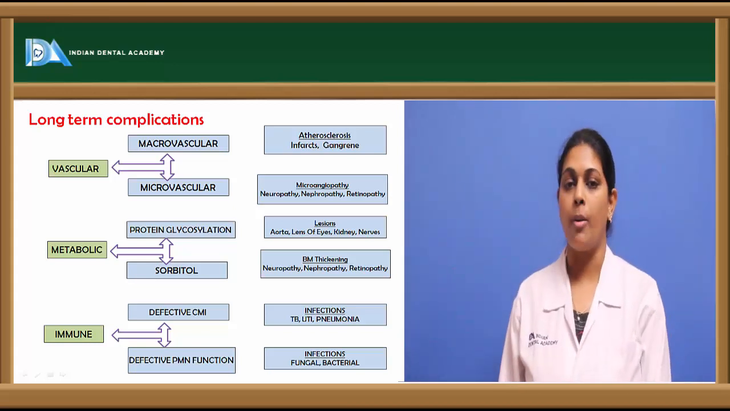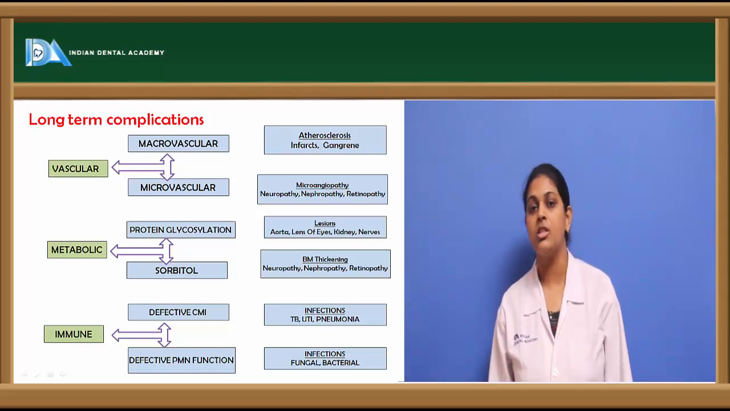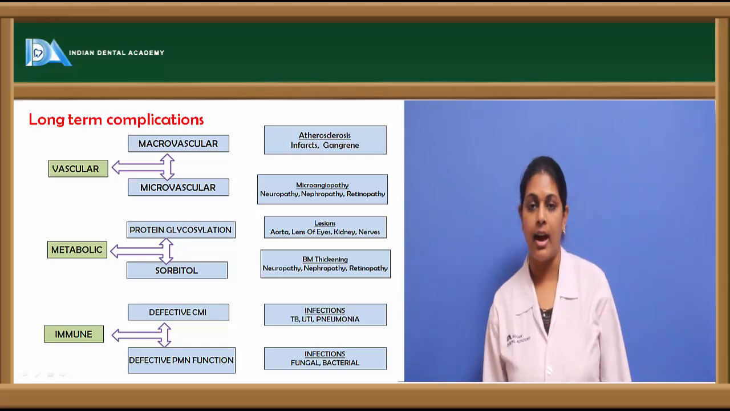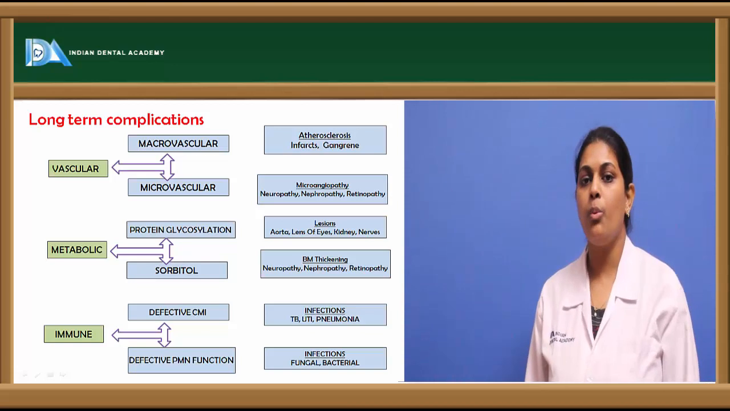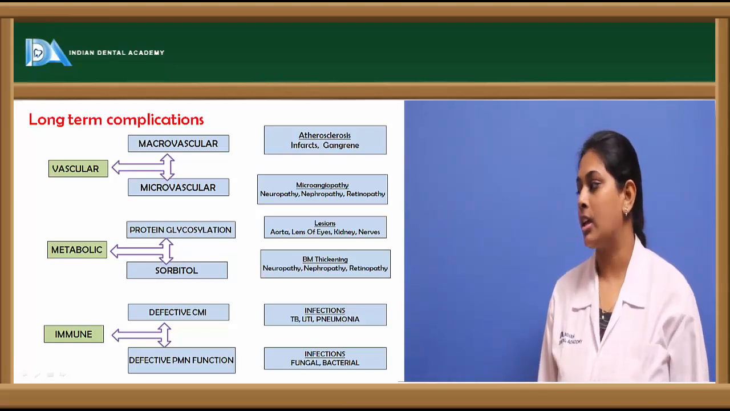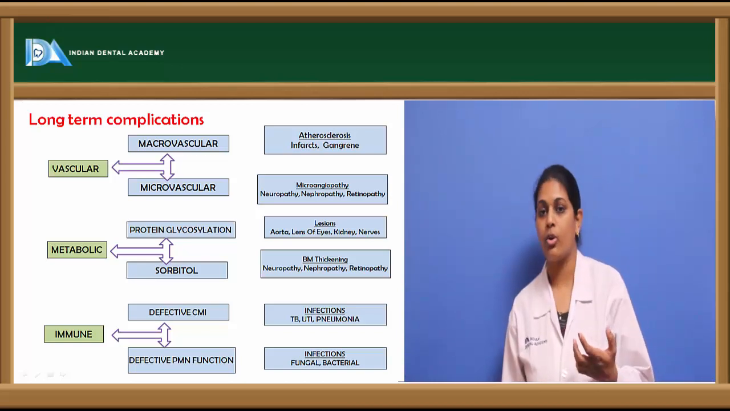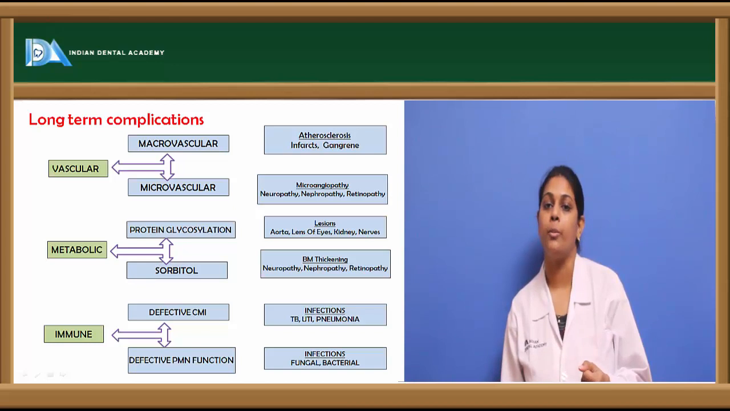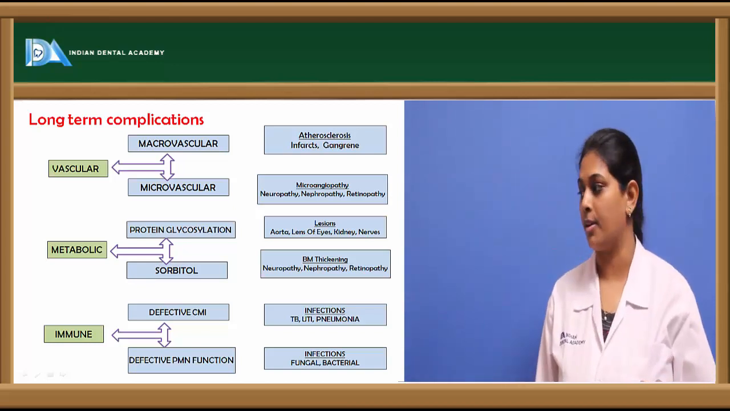Coming to the metabolic complications, this could be protein glycosylation, that is, lesions formed within the aorta or the eyes, or otherwise in the kidney and the nerves in long-term complications. When it involves sorbitol, we can see basement membrane thickening as explained in the vascular changes in microangiopathy. Similarly, because of the presence of sorbitol, we see changes in neuropathy, nephropathy and retinopathy.